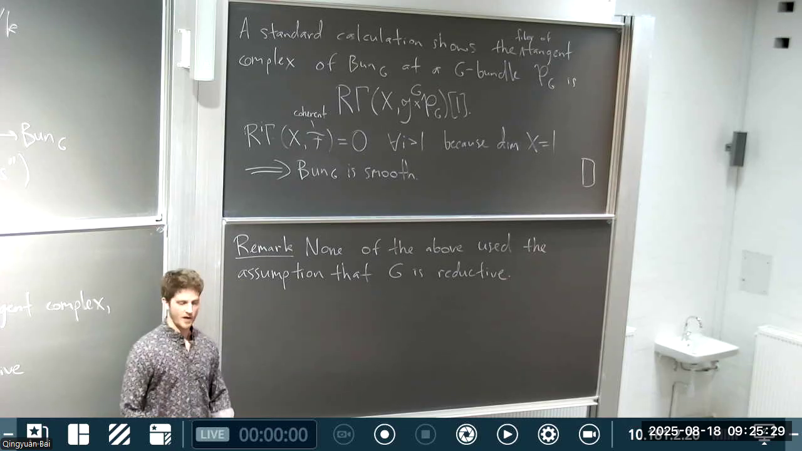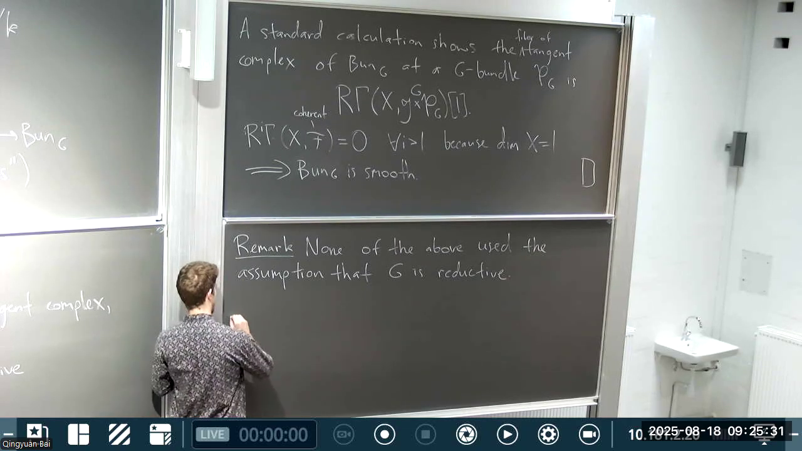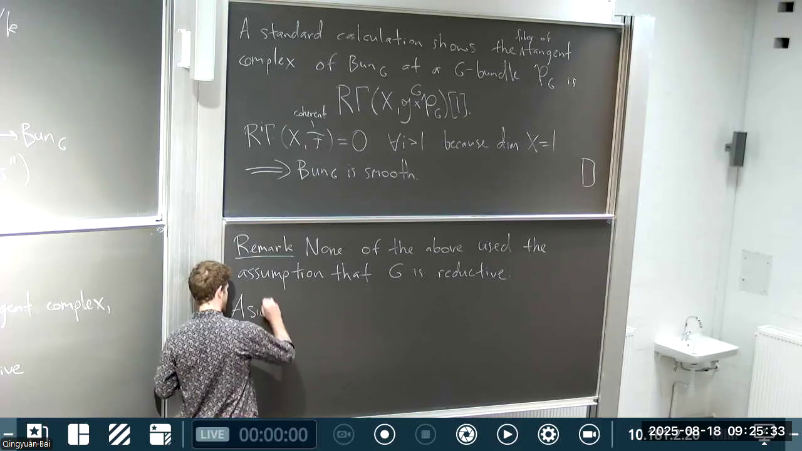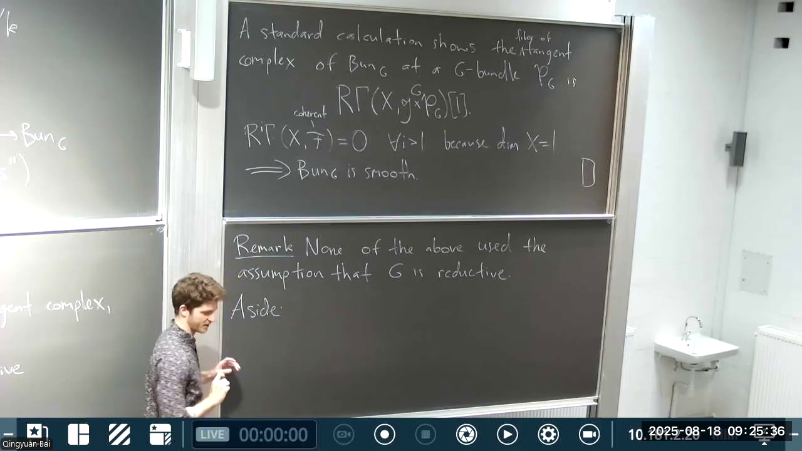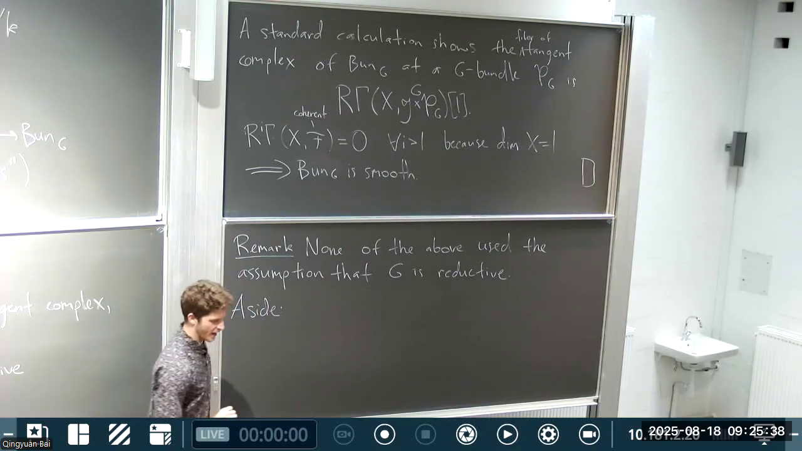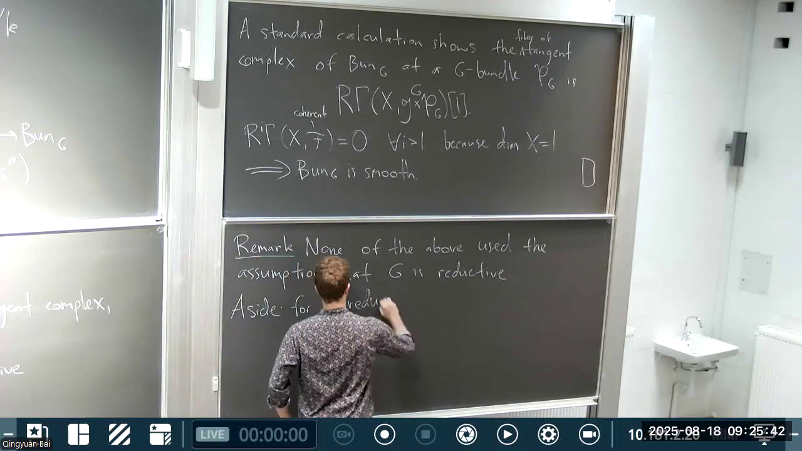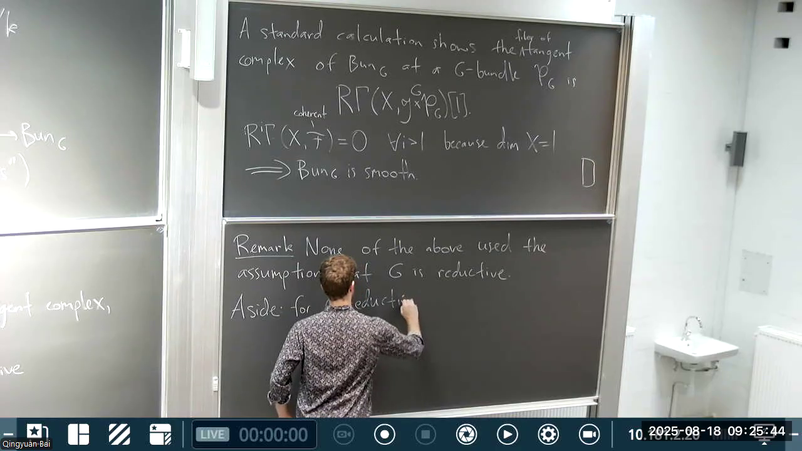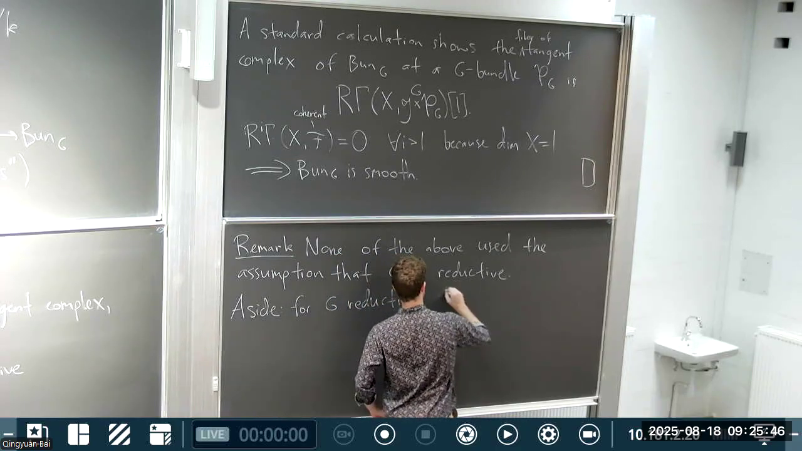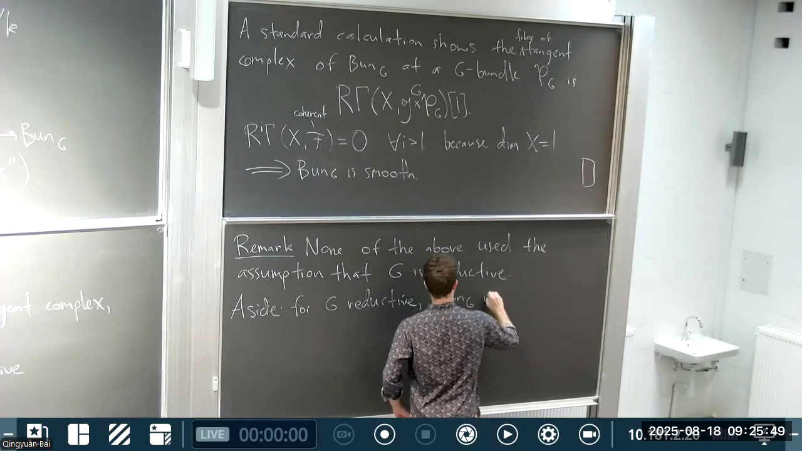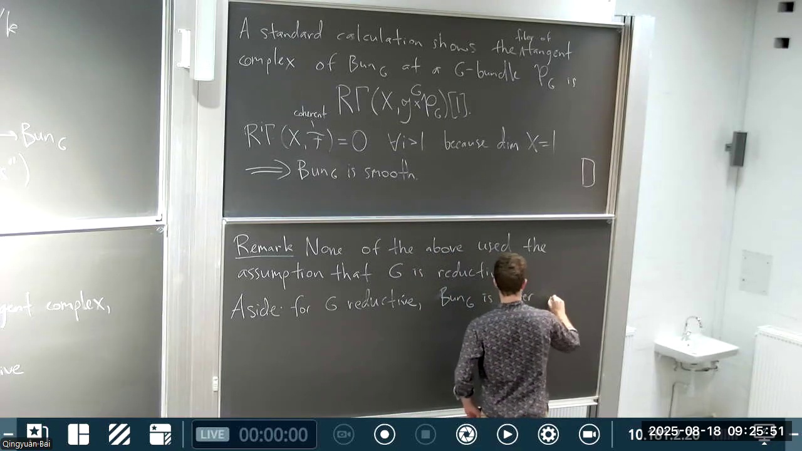Okay, and now I'll say this as an aside. Somehow it's an important point, but it's maybe not something we'll use in a literal sense, but it's very important context to keep in mind. And that is, for G reductive, I will say something specific in the reductive case now. Bun G is never quasi-compact.